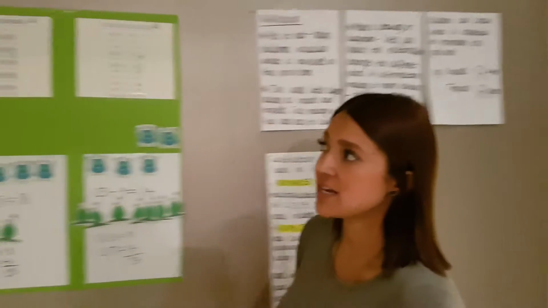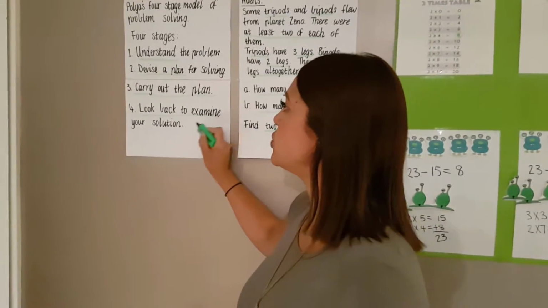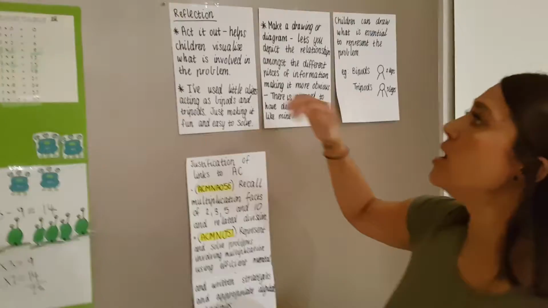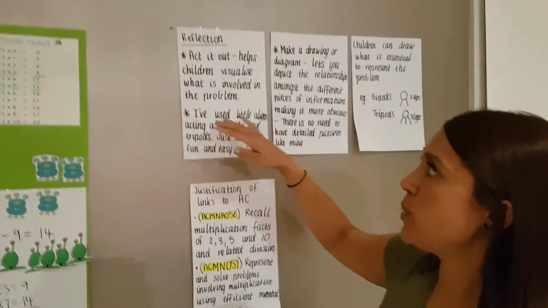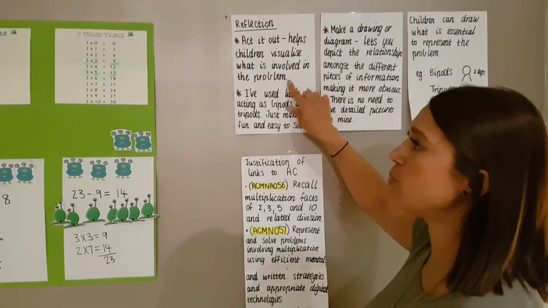Okay, now the last stage of our 4 model is look back at the actual solution, just to examine it and see how we think we've gone. So if I was to do that, I think that we've worked it out pretty well. We've acted it out, so it's helped children to visualise what is involved in the problem.